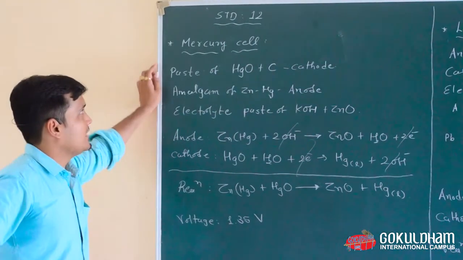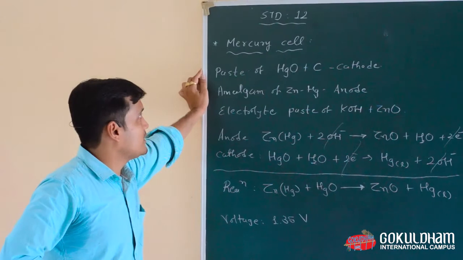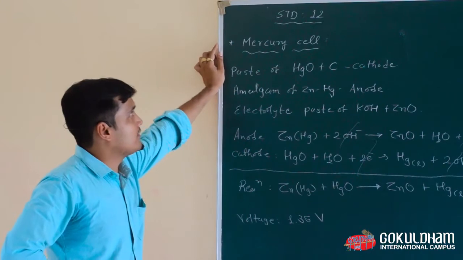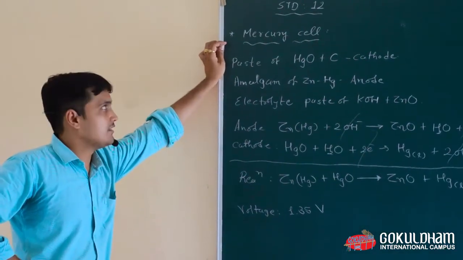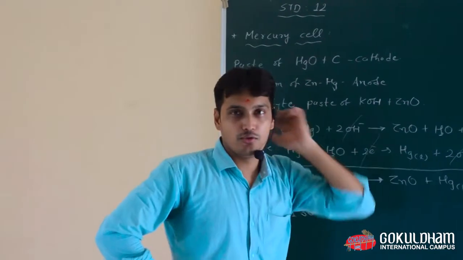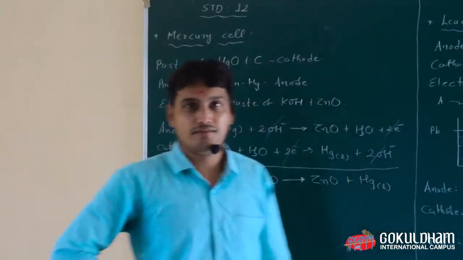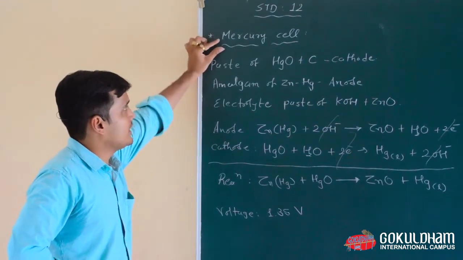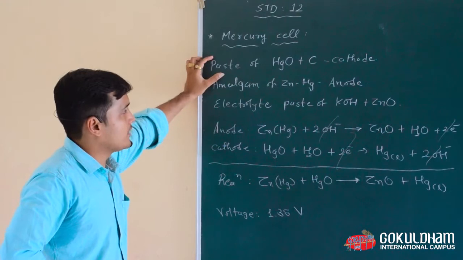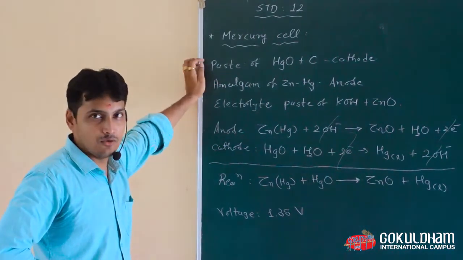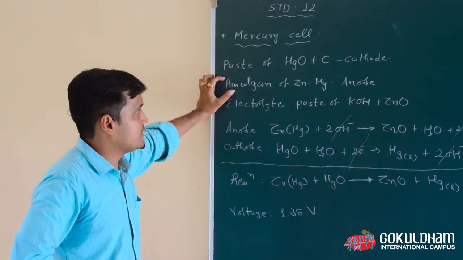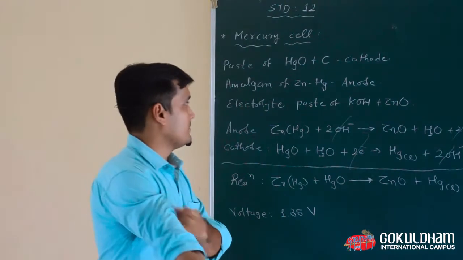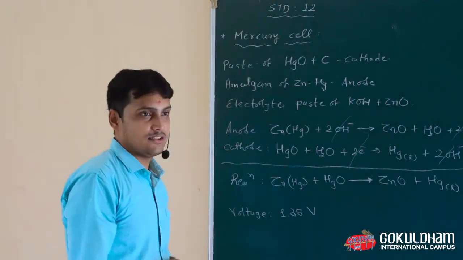Hello dear students. In the previous lecture we discussed the dry cell, and today we discuss the mercury cell. This mercury cell is also known as a button cell, which is used in very small electronic instruments. In this mercury cell, the paste of mercuric oxide plus carbon acts as the cathode, and the amalgam of zinc and mercury acts as the anode, and the medium is provided by KOH plus ZnO.